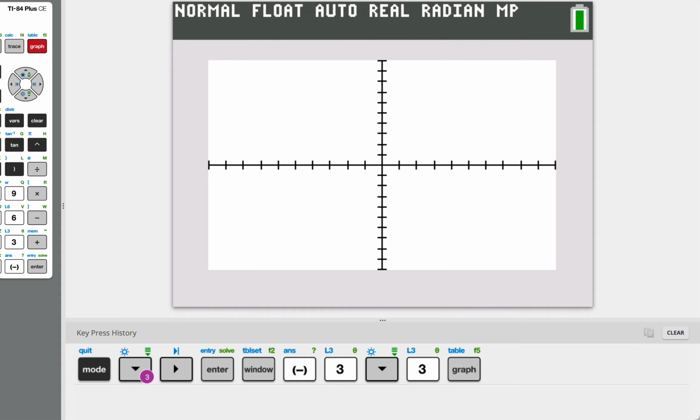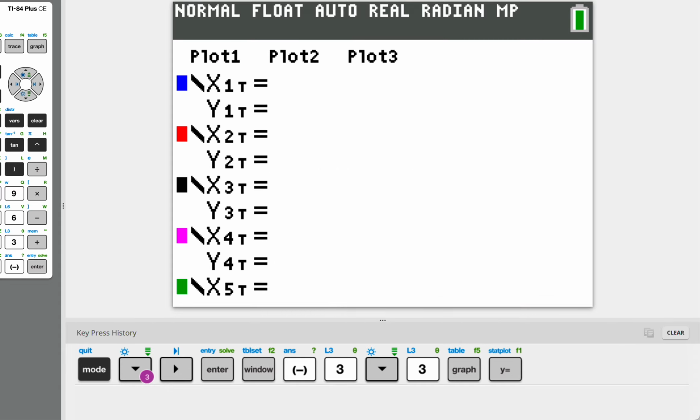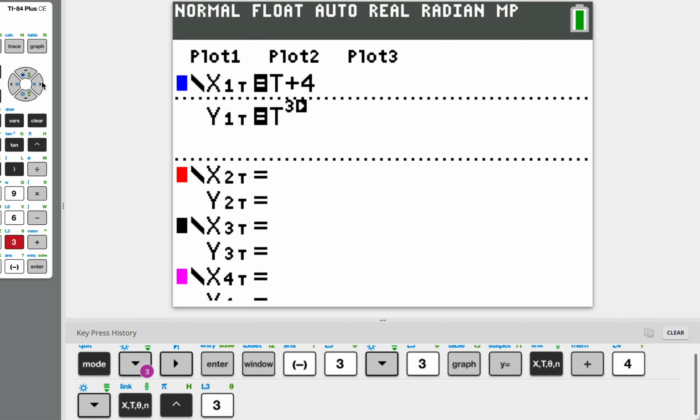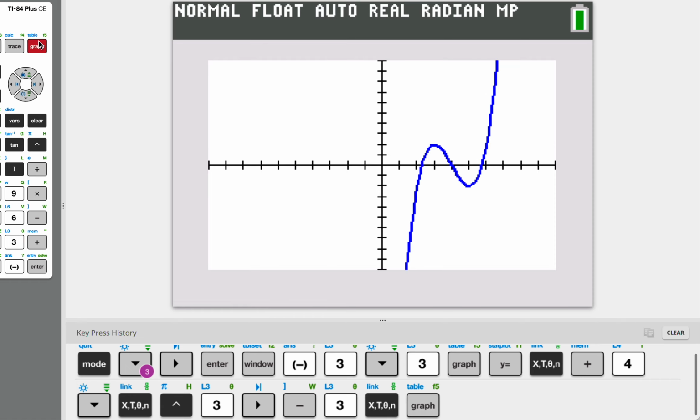Oh, you can't hit graph until you plug in your parametric equations. Okay, so our first parametric equation is t plus 4. Our second parametric equation is t to the third minus 3t. There we go. Now we can hit graph. And there it is.